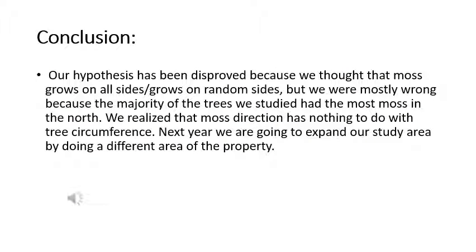Conclusion: our hypothesis has been disproved, because we thought that moss grows on all sides or grows on random sides, but we were mostly wrong because the greater majority of the trees we studied had north in their direction with the most moss. We realized that moss direction has nothing to do with tree circumference.